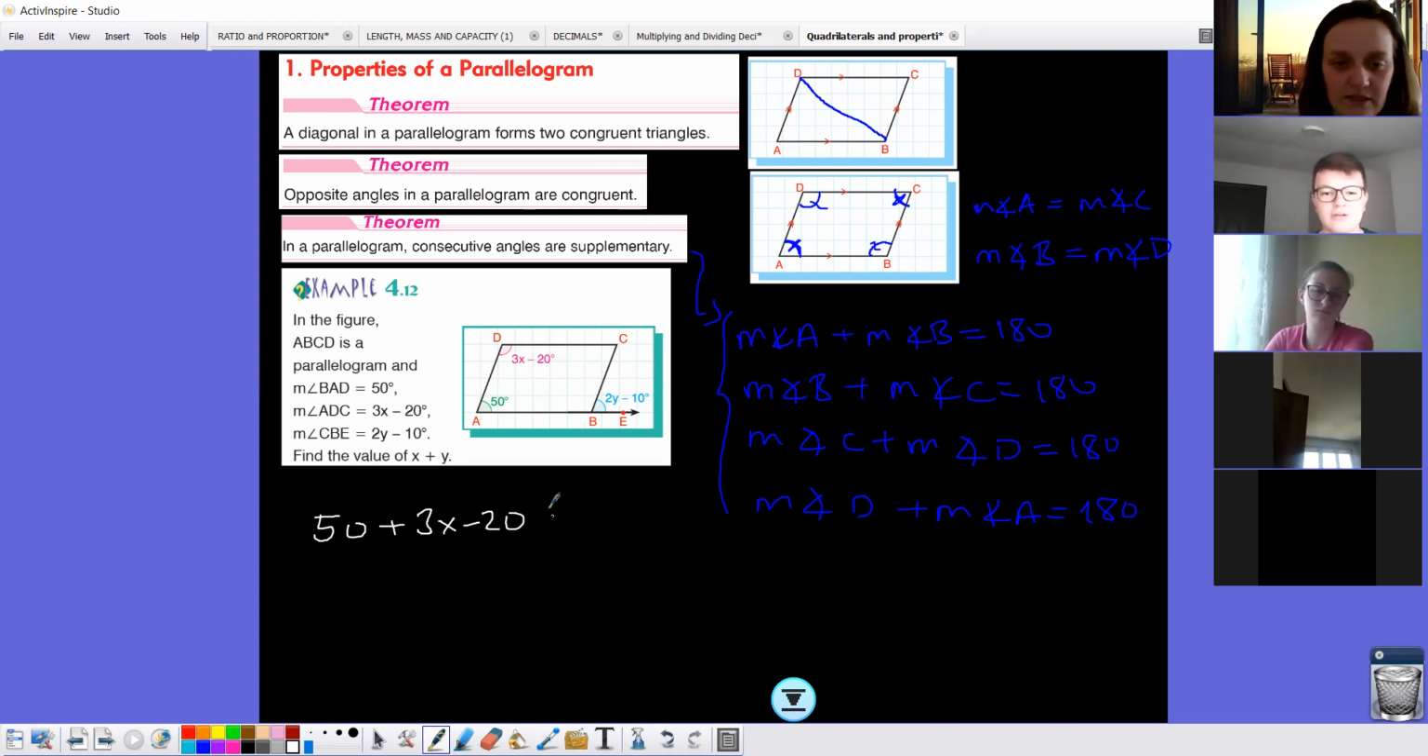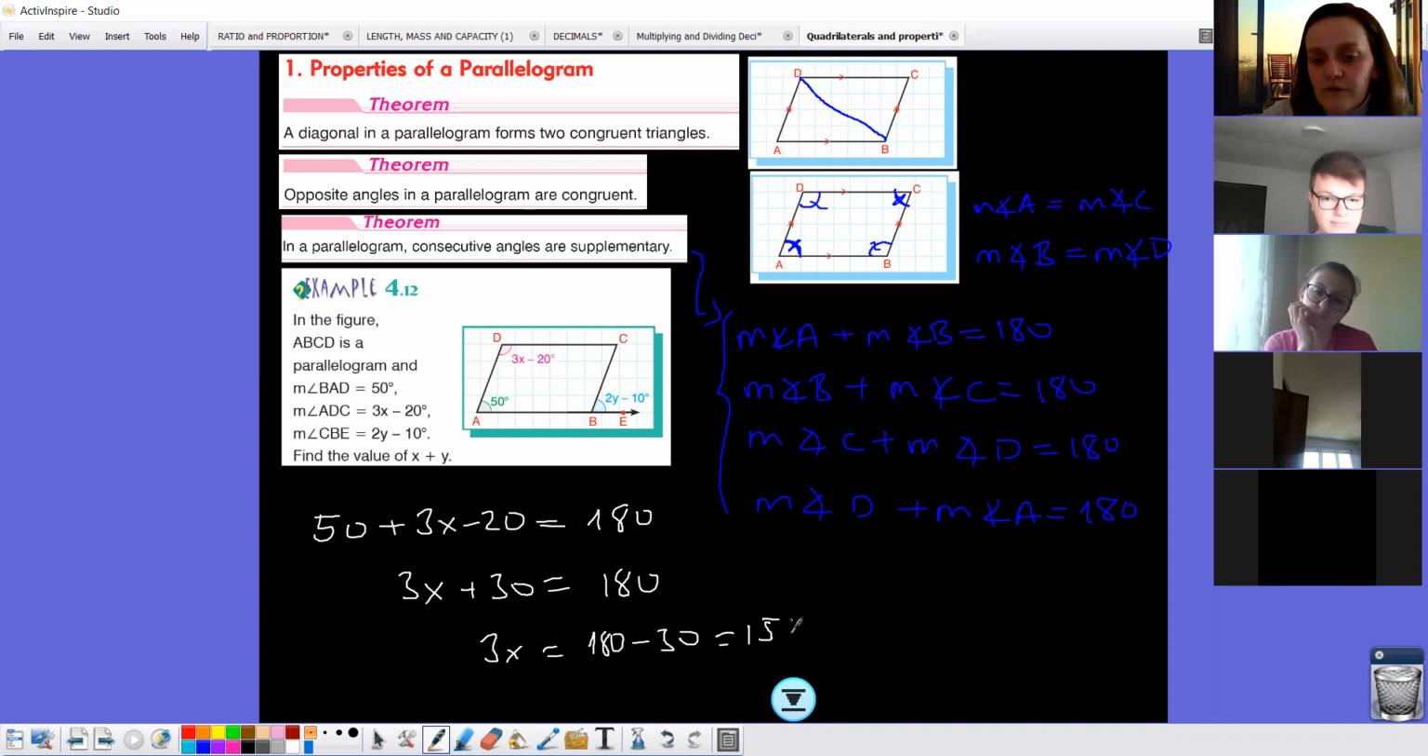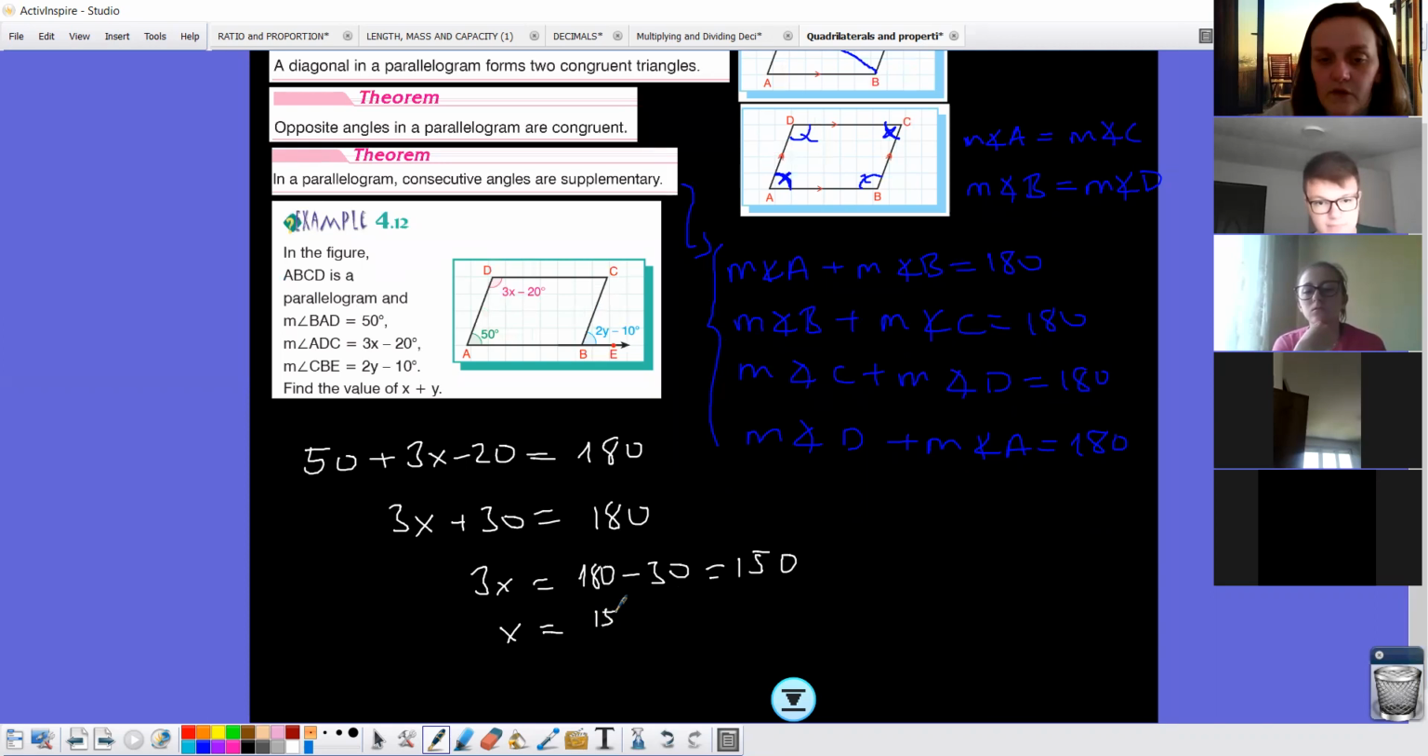Okay, we'll talk about this. So firstly, from here, we'll find the x value. It is 180, as you said. Now 3x plus 50 minus 20, which is 30, is equal to 180. So 3x is equal to 180 minus 30, which is 150. And then x will be 150 over 3, which is 50.